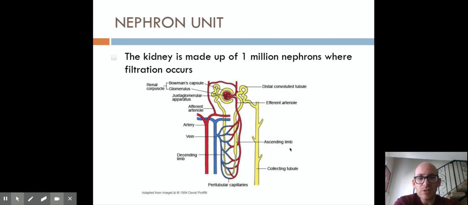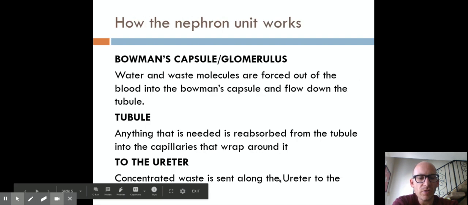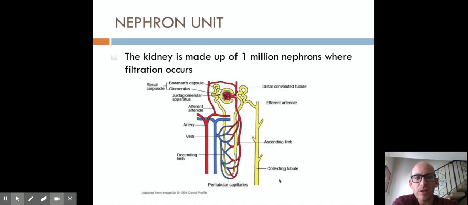Okay, so this is how the kidney does its magic. It basically has a million of these little units inside it, called a nephron unit. Usually when you see that word part neph in bio, it's referring to kidneys. So we have a whole bunch of these, and we're going to look on the next page at what each of the elements are.